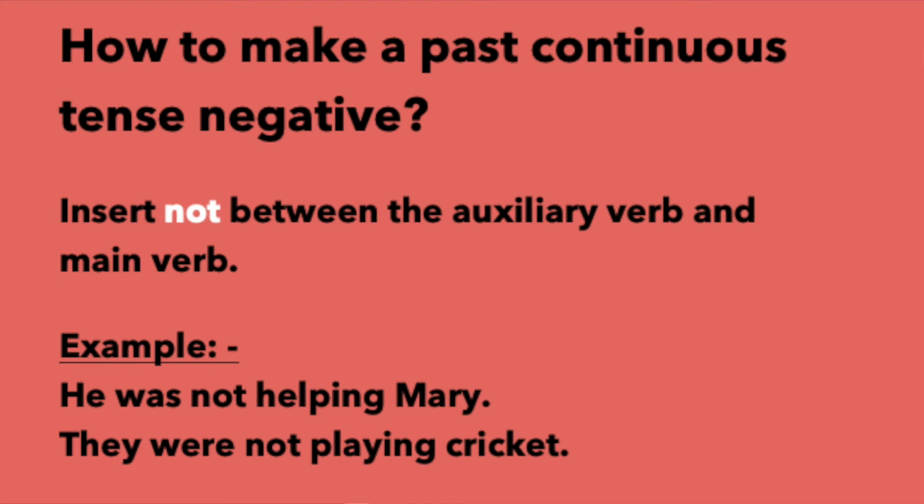What is the auxiliary verb in the sentence? The auxiliary verb is was. And what is the verb in the sentence? The verb in the sentence is helping. So we inserted not in between them. And the same thing happened in the next sentence. They were not playing cricket. Were is the auxiliary verb and playing is the main verb. We inserted not in between both words.